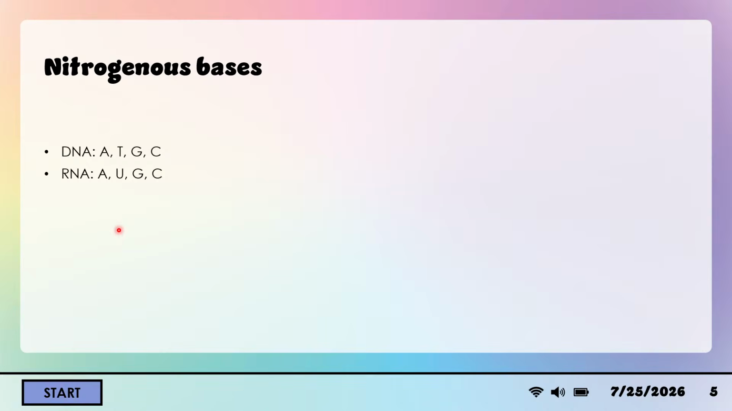All right, so let's have a look at the nitrogenous bases. The nitrogenous bases in DNA are A, T, G, and C. I will let you know what A, T, G, and C mean, because I want to make sure that we are running through all the basics. RNA has A, U, G, and C. So instead of T, the RNA has U.